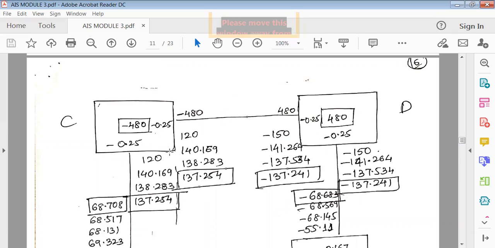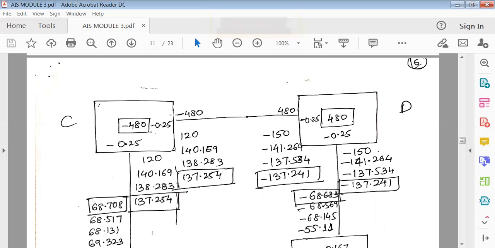Next you have to start with the iterations, that is the cycle. The first cycle is C, D, E and B. Start with this. Now see here, minus 480. There's nothing here. This is the first step, we have not yet found out anything, so there is no far end moment here. So minus 480 plus no far end moment, so it is plus 0, into this rotation factor. So into this rotation factor it is minus 480 into minus 0.25.